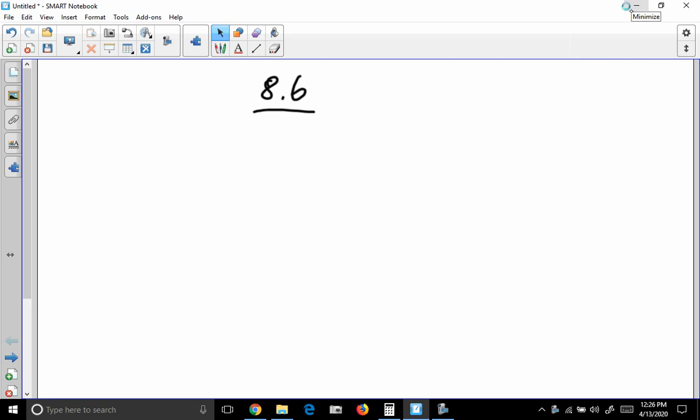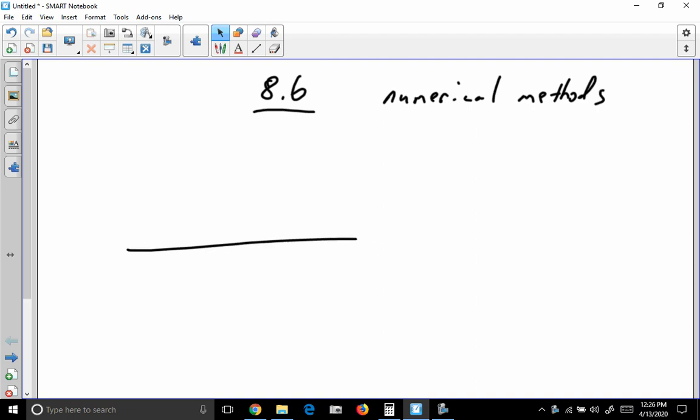So let's take a look at 8.6. You may scratch your head and say 8.6, we're in chapter 4. But this material previously was in chapter 4, and 8.6 deals with numerical methods to find area underneath a curve. We looked at using antiderivatives.